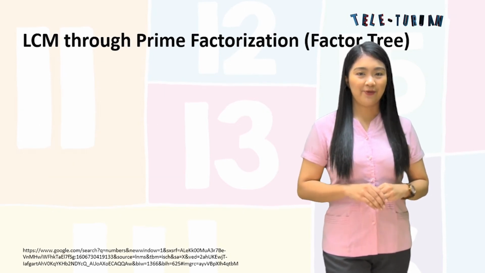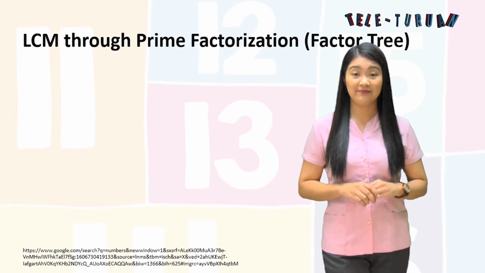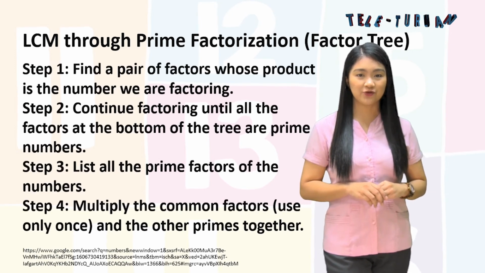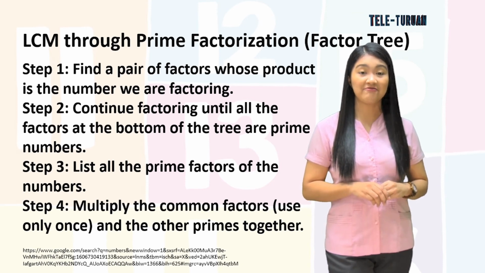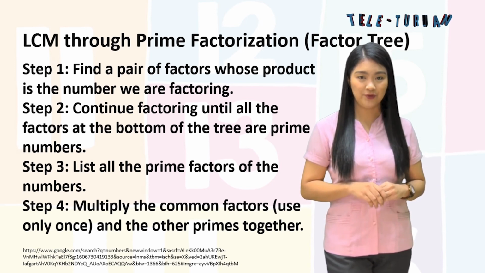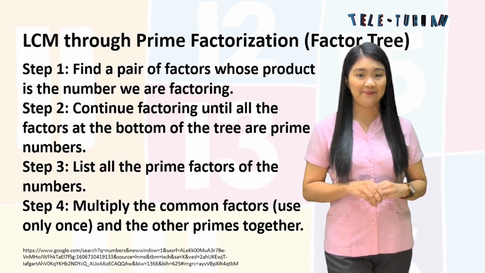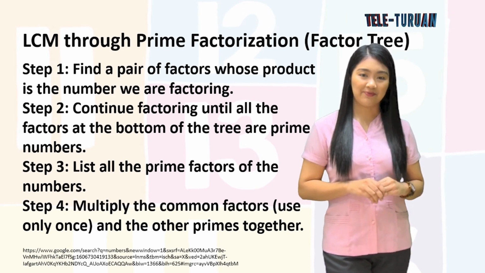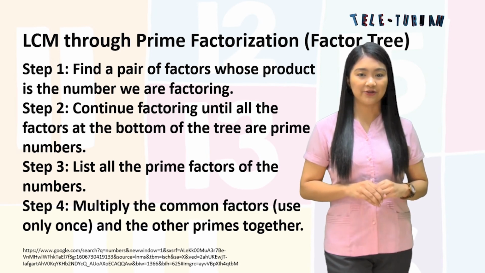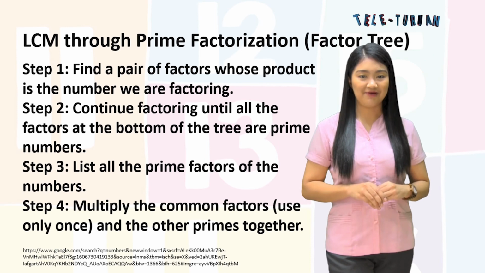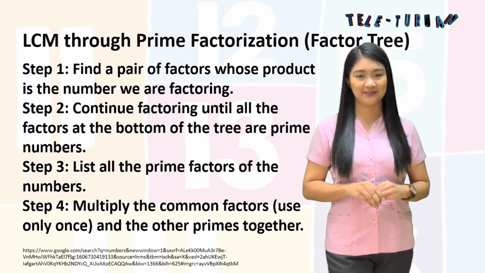Least common multiple through prime factorization using factor tree. Step 1, find a pair of factors whose product is the number we are factoring. Step 2, continue factoring until all the factors at the bottom of the tree are prime numbers. Step 3, list all the prime factors of the numbers. Step 4, multiply the common factors and the other prime numbers.